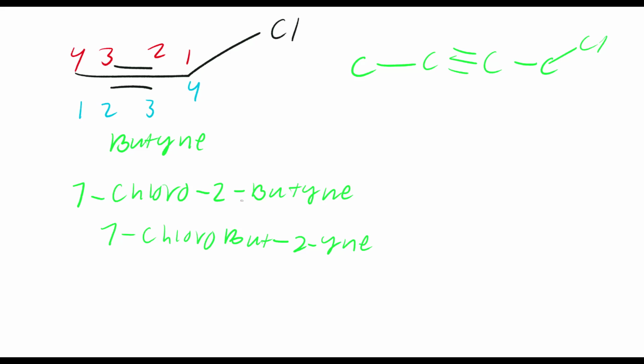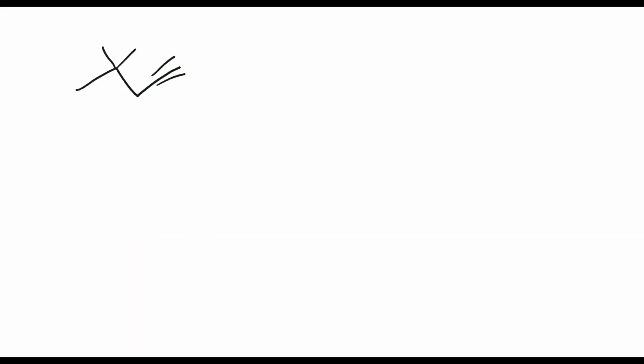So this tells me that this has 4 carbons. It has a triple bond, which is the YNE, that occurs at carbon 2. And there's a chlorine attached to carbon number 1. Whenever you just have simple alkanes, like methyls, right here, this is a methyl.